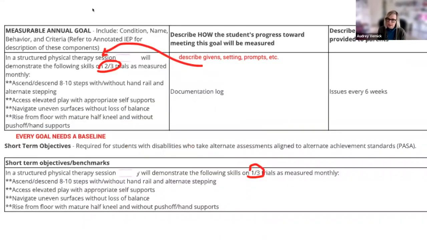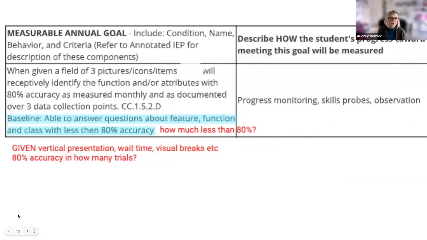Something is in the chat here. I'm not sure how he's going to receptively identify something either. Was that in there? Receptively identify, yeah. So that's a good point, Julie. When you're saying, what will this child be doing when this goal is met? The teacher should be able to say, he will receptively identify the function or attributes of this picture, icon, or item, like the dog is furry, the box is blue, whatever.